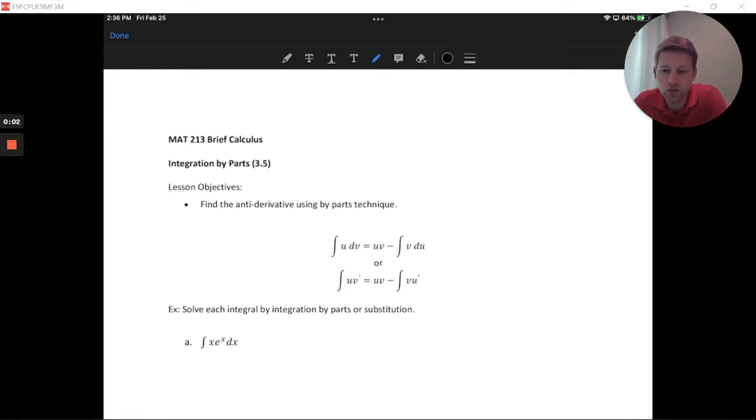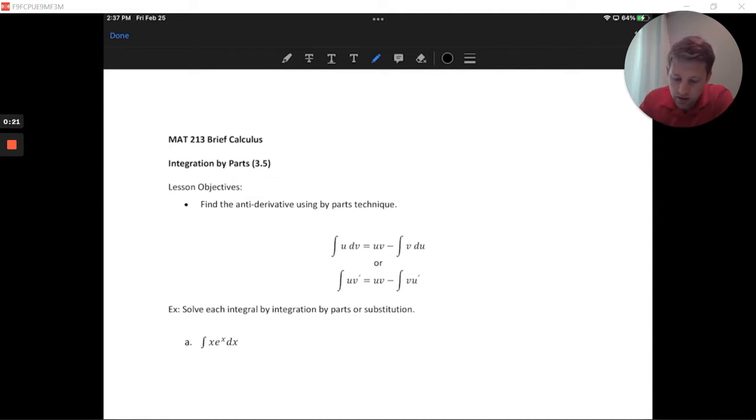Welcome. In this video, we are going to be looking at section 3.5. This is integration by parts. And our objective for this video is going to be just to walk through finding the antiderivative using this technique we'll call the by parts technique.